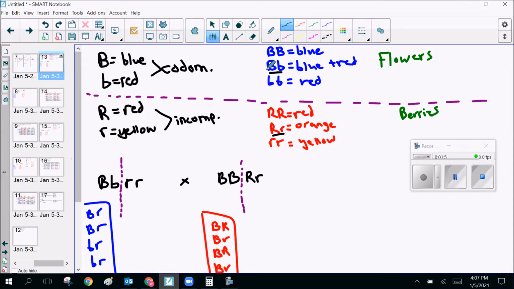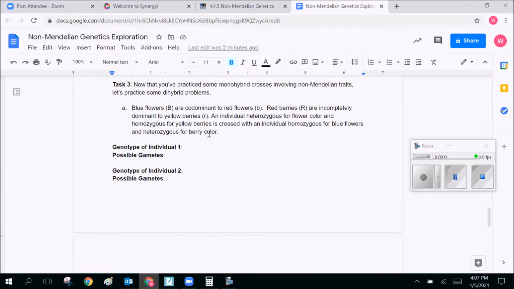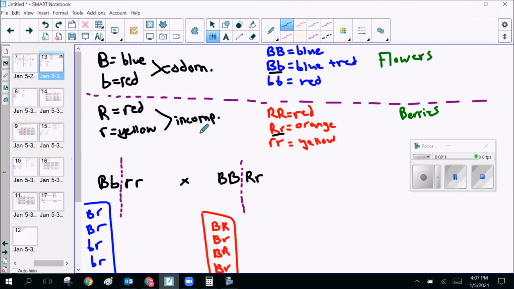All right, so these are all the possible genotypes and phenotypes for our trait for flower color and our trait for berry color. Now we have to figure out the individuals. So for the individuals, we are told that we have an individual heterozygous for flower color and homozygous for yellow berries. If you're heterozygous for flower color, that means that you have a dominant allele and a recessive, or in this case, because flower color is codominant, the other one. So if you're heterozygous, it means you have a capital B and a lowercase b, and your color is going to be blue and red.